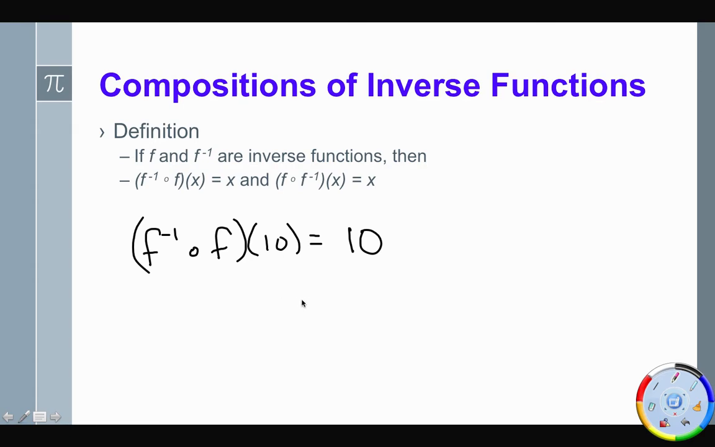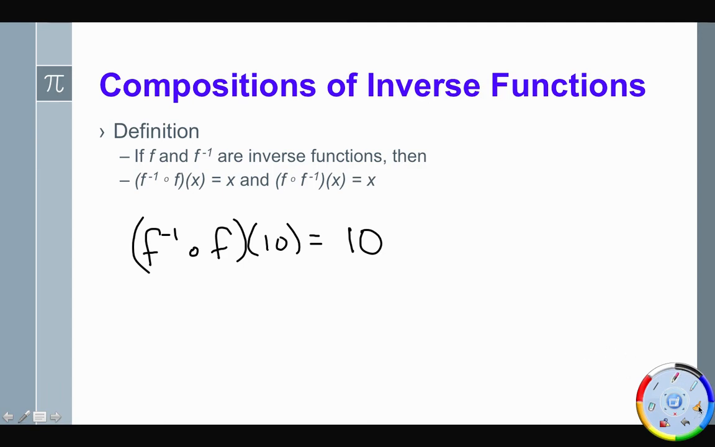Now there are some little caveats to that. With 10, you have to be able to plug 10 into the original function. All right, so if we had the function where f of x is equal to 1 over x minus 10, 10 is the one number that we can't plug into f of x. So we actually wouldn't be able to do this problem. We would say it does not exist. But in this case, just looking at simple f inverse of f of x, or f of 10, is equal to 10.